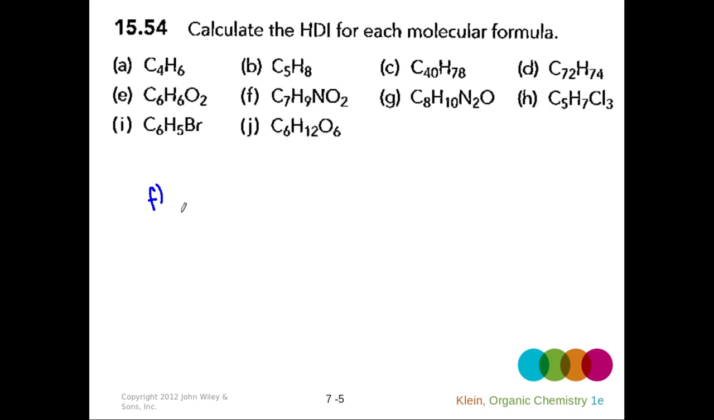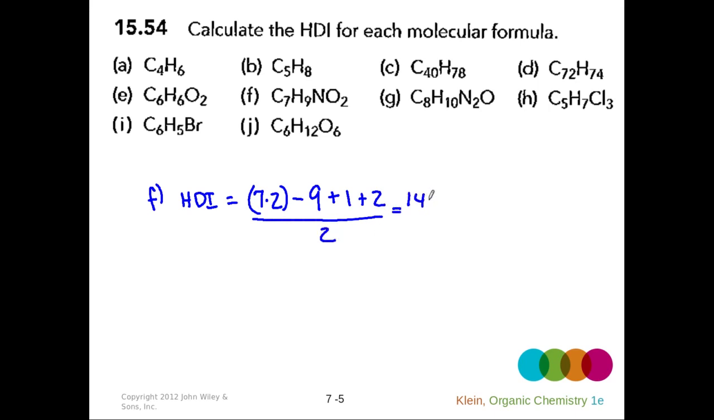Oxygen doesn't affect our hydrogen deficiency index, so C6H14 relative to C6H6. So we're missing that many hydrogens. We're missing 8 hydrogens, right? And so we can kind of skip over to this step and say we're missing 8 hydrogens, and then we divide that 8 by 2, and that gives us 4. So our HDI is equal to 4.